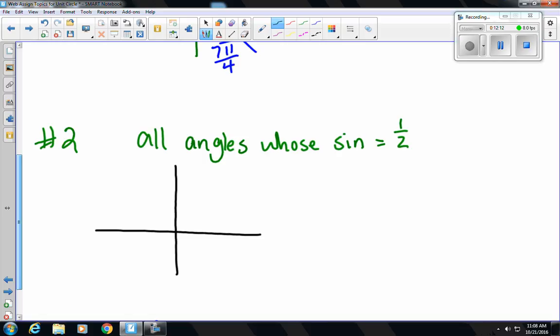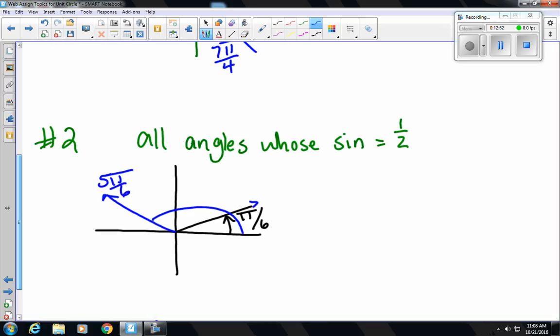30 degrees? Okay. So if I'm at 30 degrees, remember we have to think in terms of radian. So what's the radian measure for 30 degrees? Pi over 6. So I'm going to come out here, and I'm going to label this as pi over 6. All right. Where else would I find a sine ratio of positive 1/2? At 150. So if I come around here, what is that radian measure? 5 pi over 6. Okay.